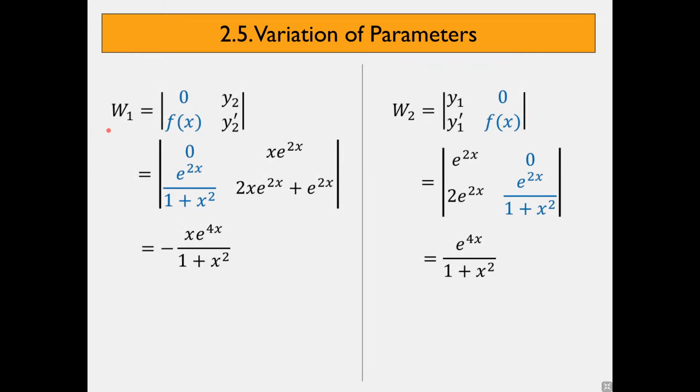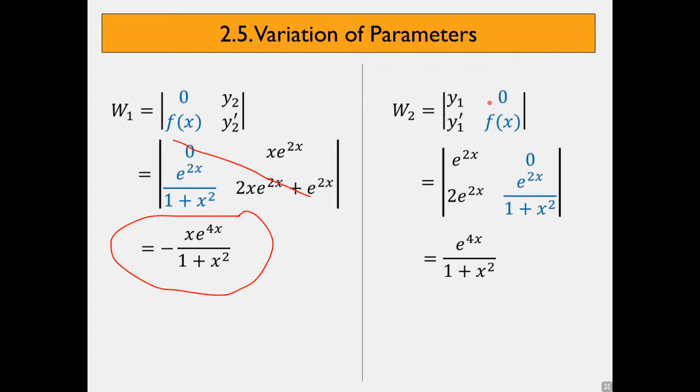Now small w, W1. W1, first row 0, y2; second row f(x), y2 dash. So the first row is 0, x e^(2x). Second row, e^(2x) divided by 1 plus x squared, and y2 dash. Differentiate x e^(2x) using the product rule: 2x e^(2x) plus e^(2x). So 0 multiply (2x e^(2x) plus e^(2x)) is 0, minus x e^(2x) multiply e^(2x) divided by 1 plus x squared, which is minus x e^(4x) divided by 1 plus x squared. So this is your W1.